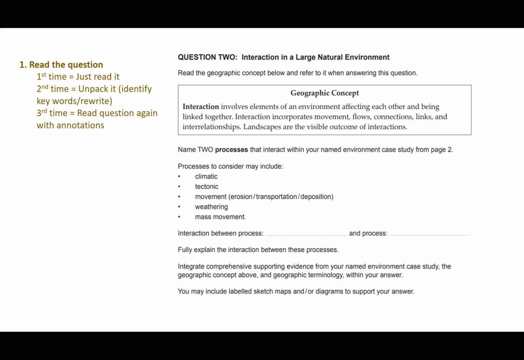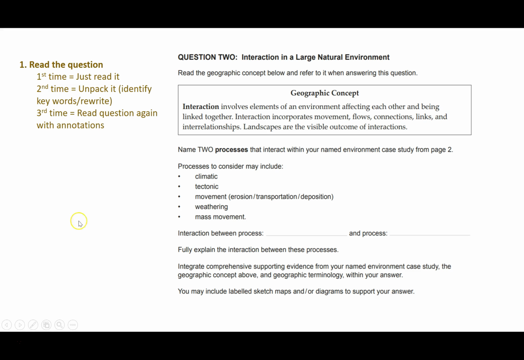Remember, geography questions can be really wordy. Don't see this as a challenge that puts you off. See it as an opportunity because all of the information you need is in there to help you. And as long as you can read the question, you're going to be just fine.